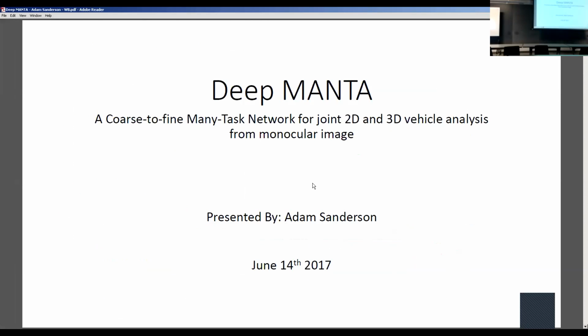All right, so for mine, I got assigned Deep MANTA, a many-task network for 3D analysis from a monocular image. Basically, a whole sentence there.